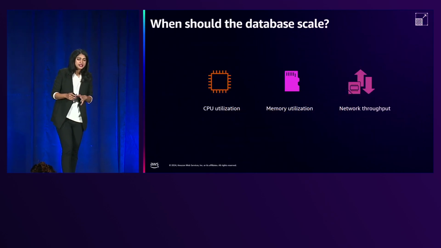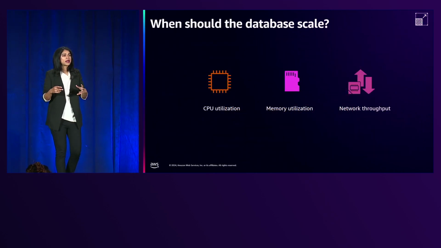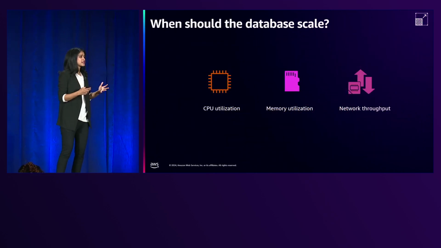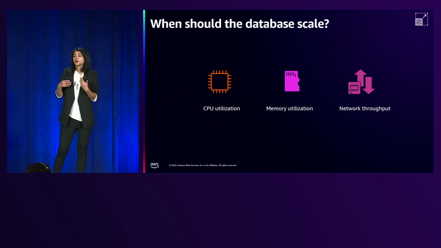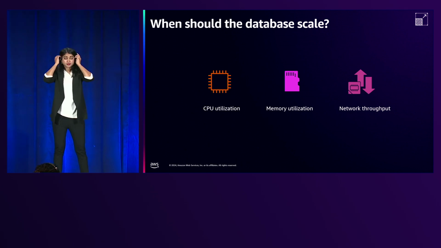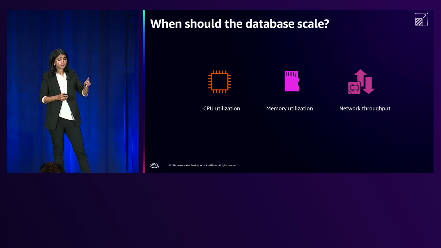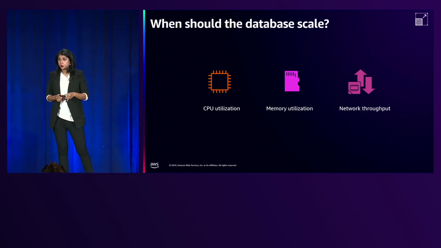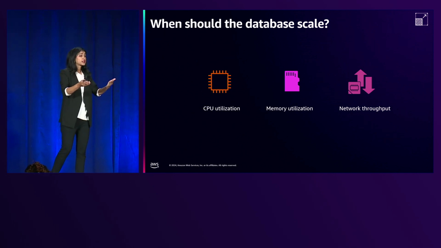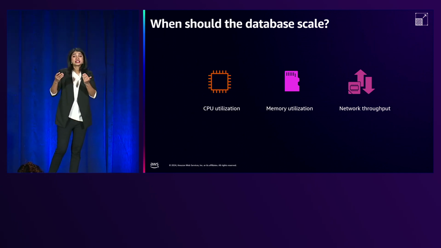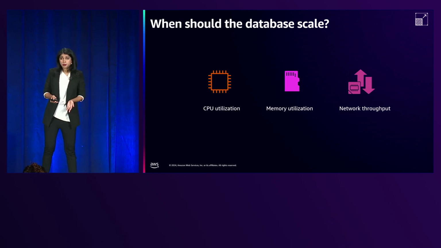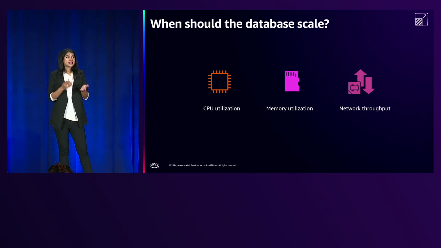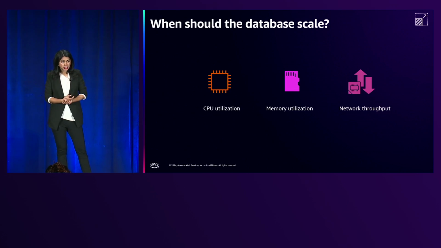Now, let's talk about how this automatic scaling works, and what factors we look at to decide when the database should scale. There are 3 key factors we look at: your CPU utilization, your memory utilization, and network throughput. And this is not just for the queries or the workload that you are running. If there's anything the database is using in the background to stay healthy, or any background processes, the database will scale to accommodate those as well.